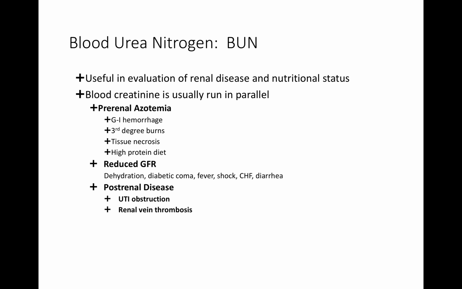Blood urea nitrogen usually runs in parallel to pre-renal azotemia, GI hemorrhage, third-degree burns, tissue necrosis, high-protein diet, reduced GFR and dehydration, diabetic coma, fever, shock, congestive heart failure, and diarrhea. And post-renal disease would be UTI, obstruction, renal vein thrombosis. So you can see what goes on in evaluating renal disease with just the BUN, how much you can tell from it.